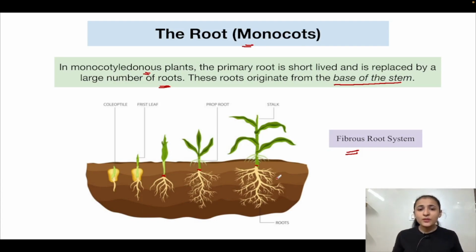So all of these roots represent the fibrous root system. They are arising from the base of the stem. They are numerous in number. Numerous fibrous roots are there. So this kind of root system is known as the fibrous root system, and it is a characteristic feature of the monocotyledonous plants.